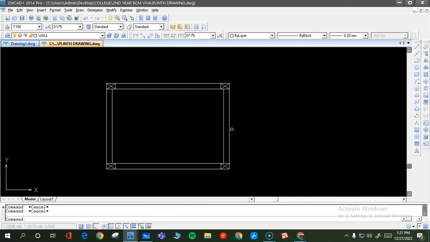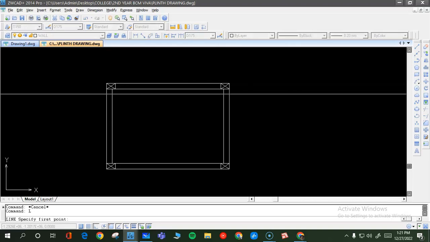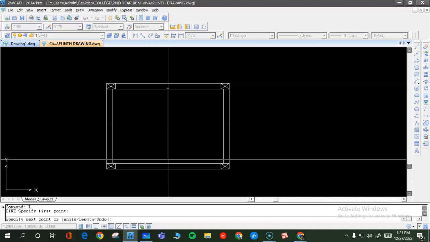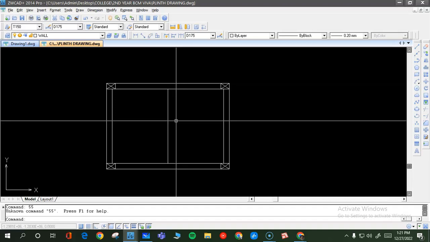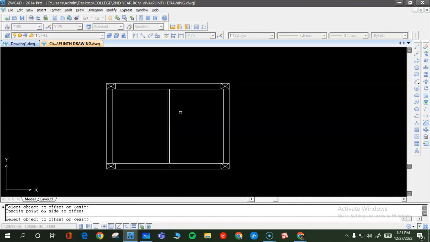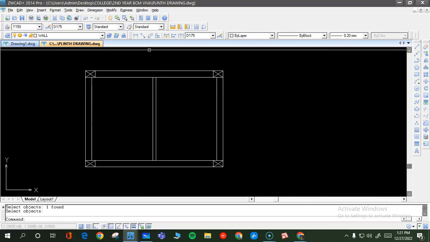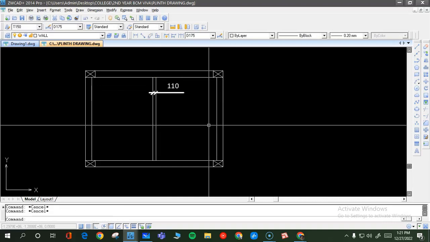Now in between this length, that is 4.5 meter, there is a partition wall which they have given. So what you do is take the midpoint of this and draw 110 mm. What it means is that you should draw an offset of 55, that is, you should take 55 mm on both sides of the center line and draw this wall. So now this wall will be of a dimension of 110. So this is a 110 thick wall.